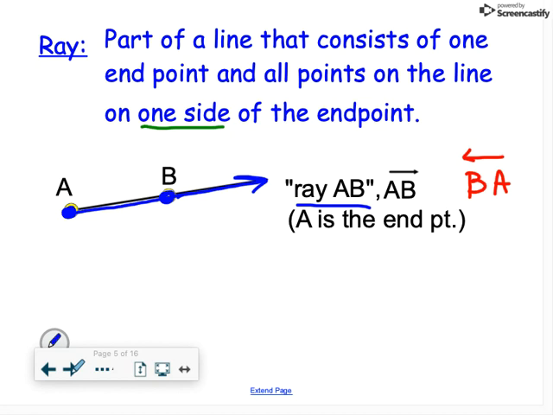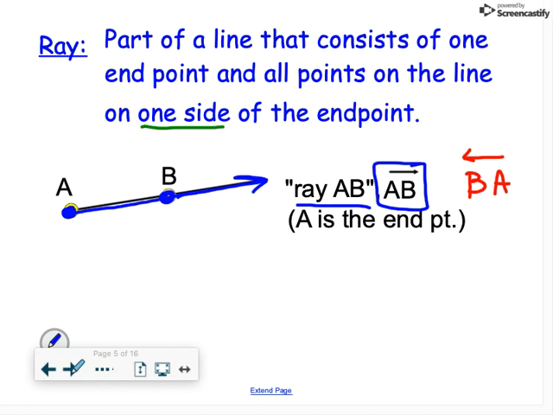Notice A is the endpoint, so we call it ray AB, and that is how we notate it right there. Right? We have the ray symbol up above, and then the 2 points that are on it.